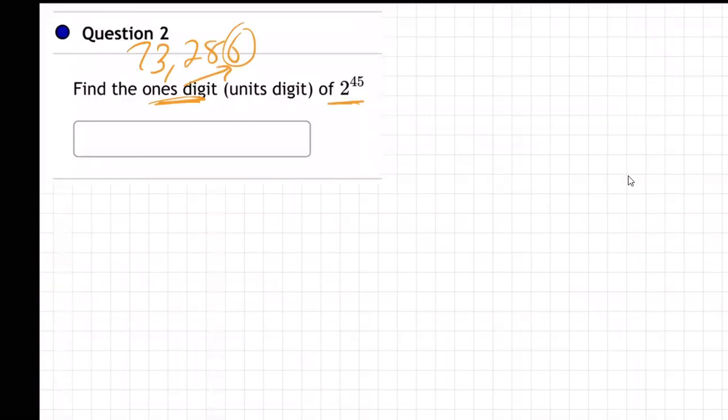So now we know 2 to the 45th is way too big on your calculator. If you did 2 to the 45th, it would not be able to show you all the digits. You could not see the ones digit. You can't get down there. So instead, we just look for the pattern.